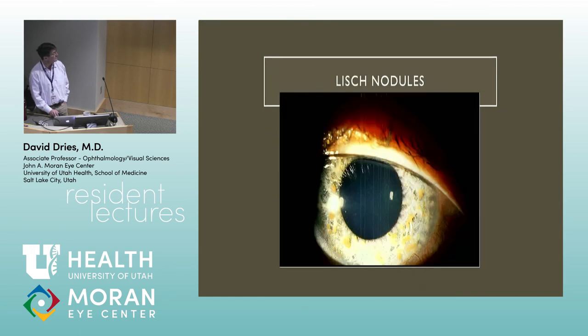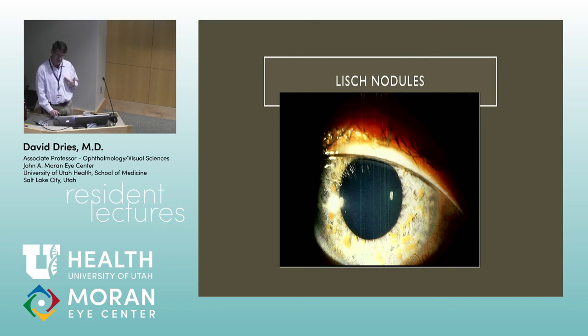Iris lesions, Lisch nodules, well circumscribed little mushrooms with neurofibromatosis. Right? Helps us make the diagnosis. Kids with neurofibromatosis, as they get older, eventually they develop Lisch nodules. Early, like toddler years, it's like 1 in 10. As they get older, like 5, 6, it's about 1 in 4. By the time they're 12, 13, it's very high. 80%, 90% have Lisch nodules.